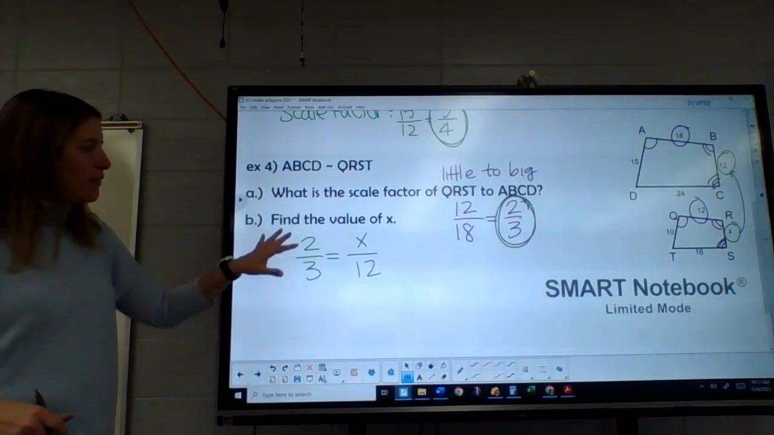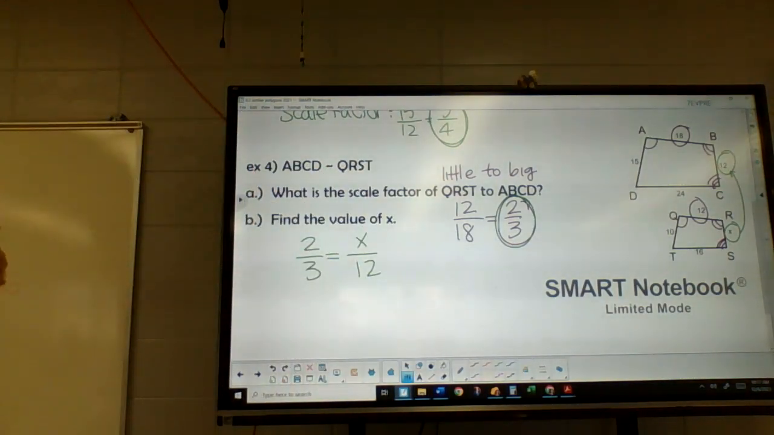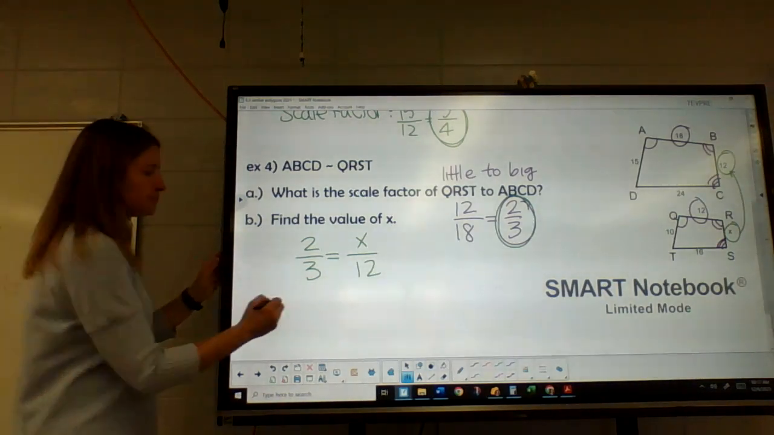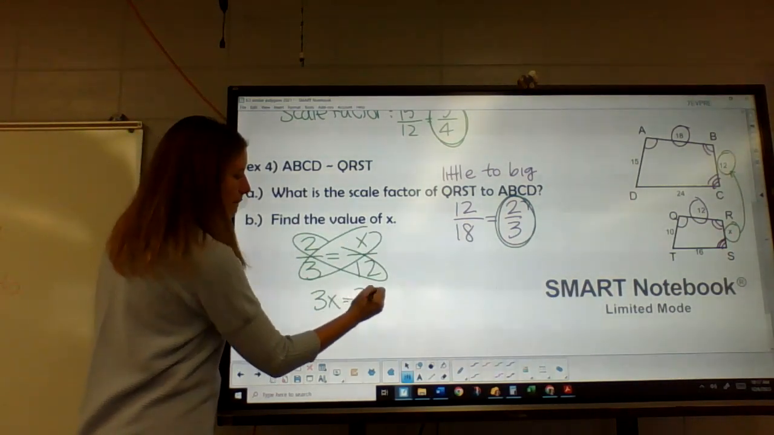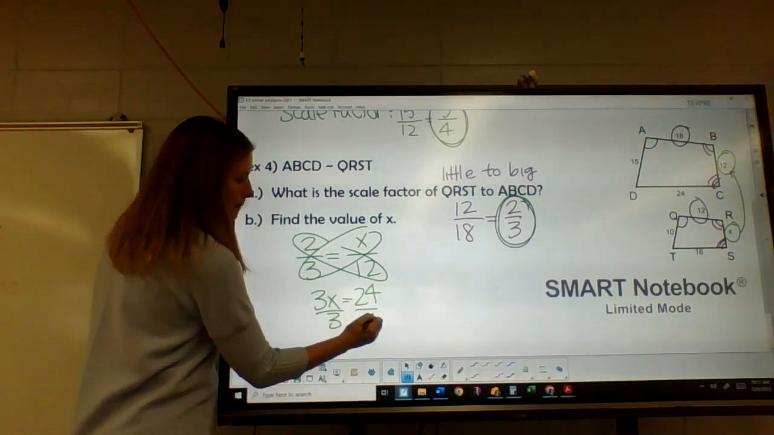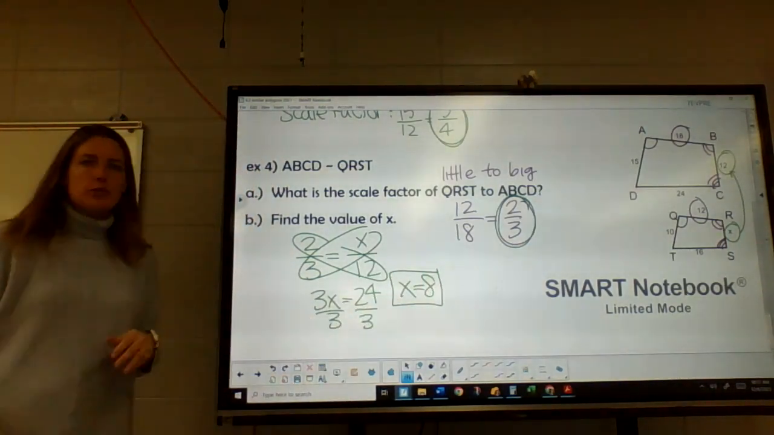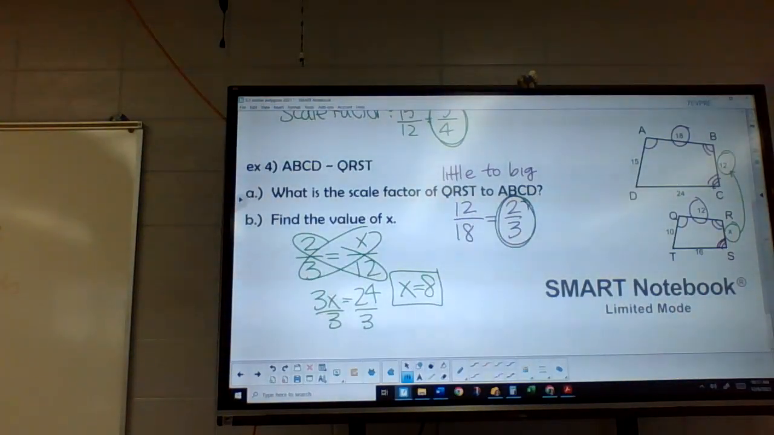Now, this is not the only way to do this problem. You could have used 12 over 18. You could have used any of these sides, would have worked, as long as you match them up correctly. A lot of people like using scale factor because the numbers are smaller. So cross multiply, divide, and we find out x is 8. There's probably multiple different ways for you guys to get that answer, so I'm not saying this is the only way that works.